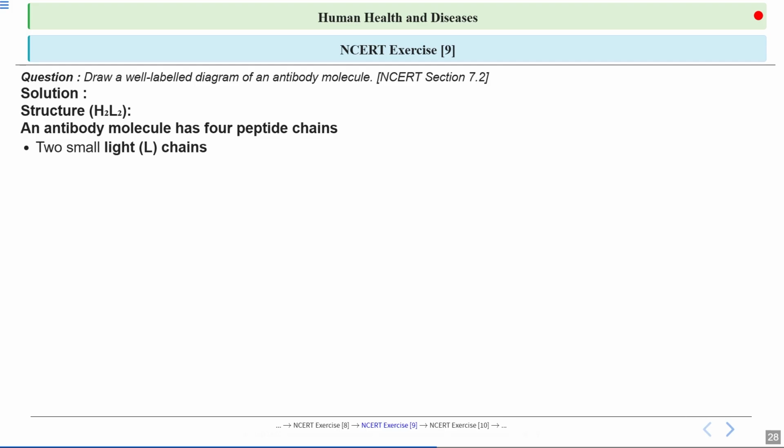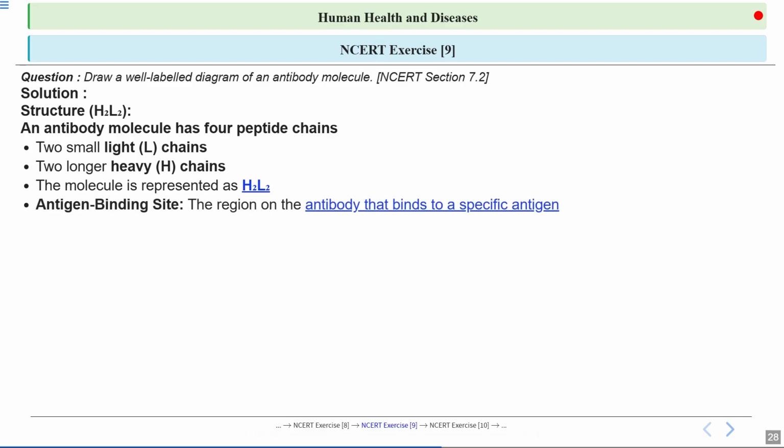The 2 small chains are called light chains. So there are 2 light chains, that's why L2, and then there are 2 heavy chains, that's why we are calling it H2. So the molecule is represented as H2L2, which stands for 2 heavy and 2 light chains. Now the antigen binding site is a region on the antibody that attaches to a specific antigen. This antigen binding site is made up of the variable regions of both light and heavy chains. Disulfide bonds hold the heavy and light chains together.